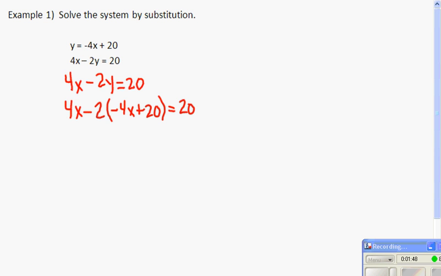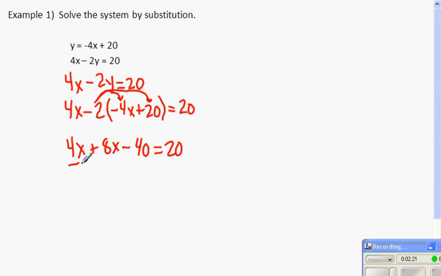So here's y. Down here we substitute what y is equivalent to. Basically, if you look at your equation now, you've limited it down to one variable. So we have 4x, negative 2, this is our distributive property. Negative 2 times negative 4 is a positive 8x. Negative 2 times a positive 20 is a negative 40. And we have equals 20.